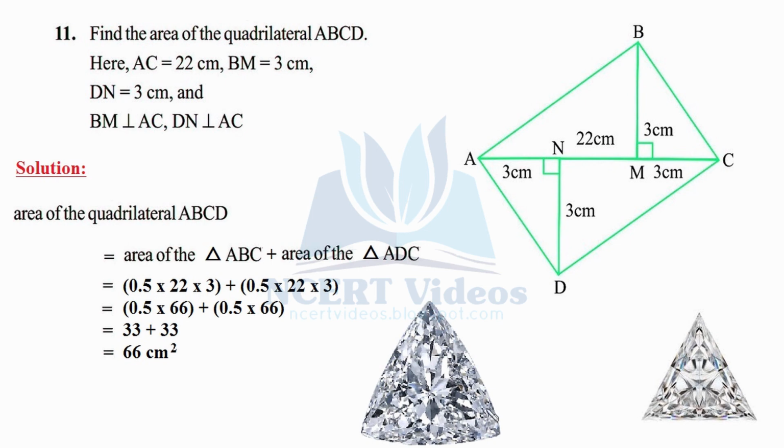So these are some dimensions of this triangular shape, because we have many objects in this world which are triangular. This is how you find it: half into base into height. Half into base into height. So that is your 11th.